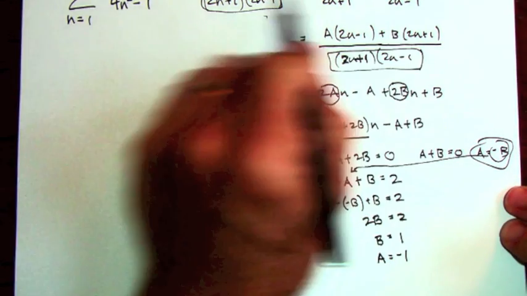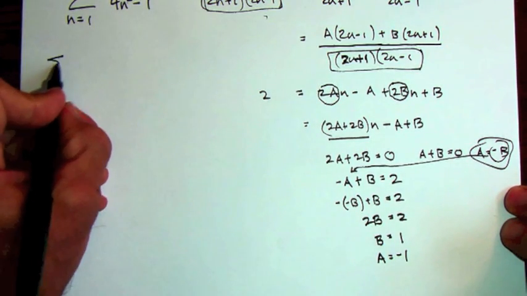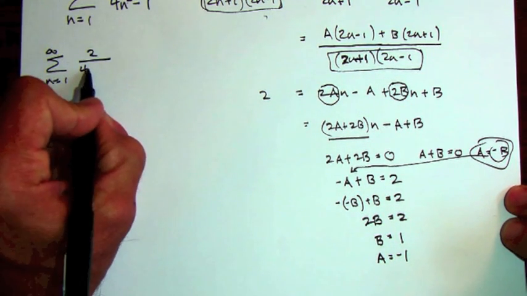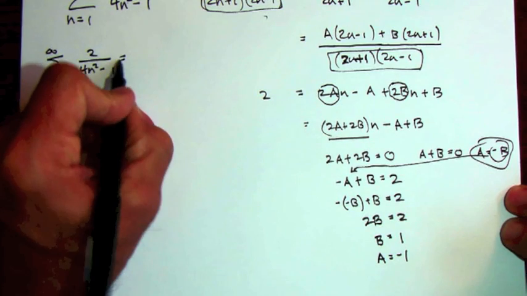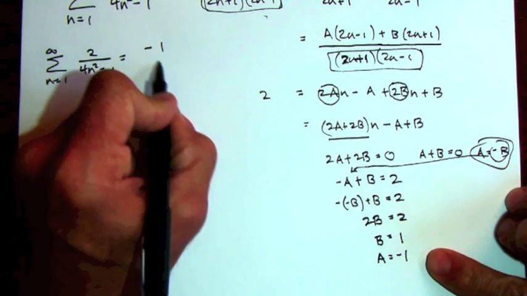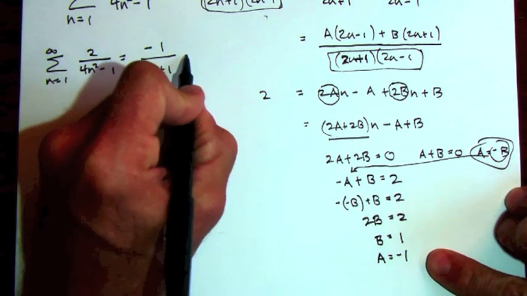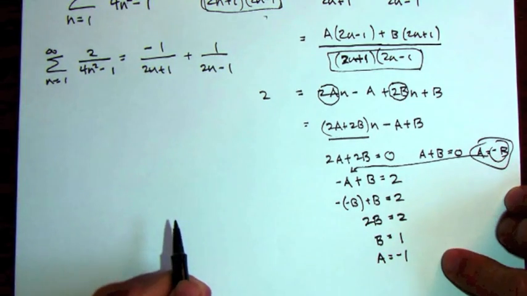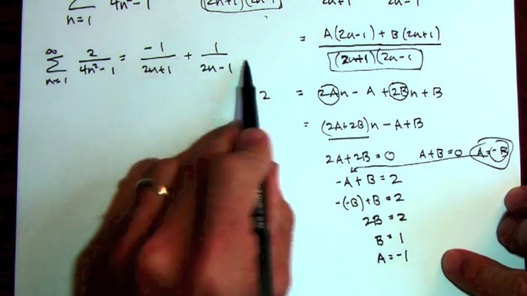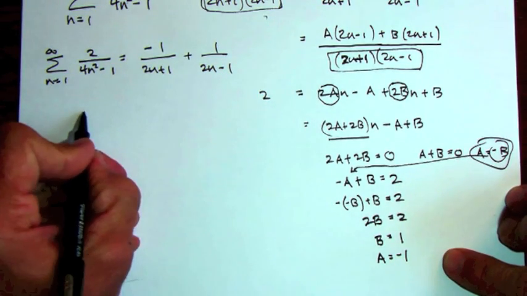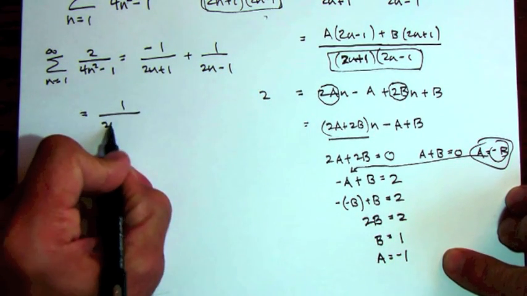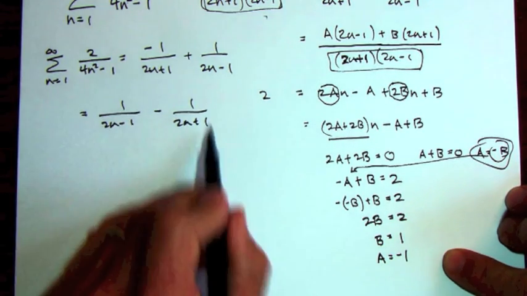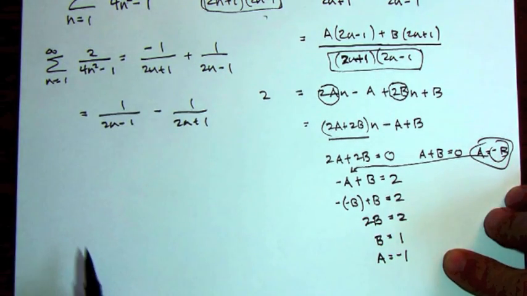So if we go back to this, what I know is that the sum from n equals 1 to infinity of 2 over 4n squared minus 1 equals negative 1 over 2n plus 1 plus 1 over 2n minus 1. And again, for this to be a telescoping sum, I'd really like the negative to be on the back end. So let's rewrite that as 1 over 2n minus 1 minus 1 over 2n plus 1. Because now we're going to see this is a sum of these differences. Let's look at what those will look like.